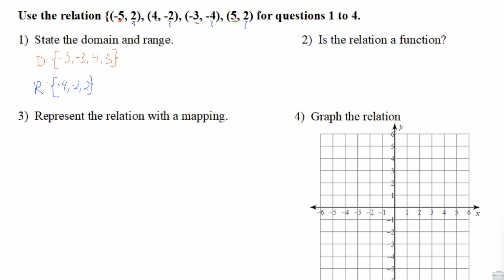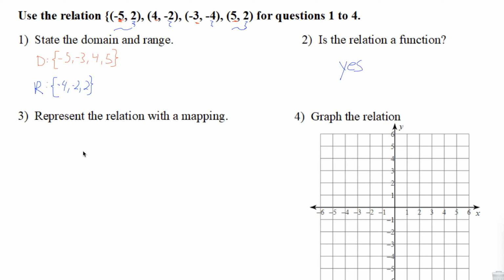Is the relation a function? Well, in order for it to be a function, each x value can be paired with only one y value. -5 only goes with 2, 4 only goes with -2, -3, the only thing it goes with is -4, and 5 only goes with 2. It's okay that they go to the same y value. You just can't have the same x value there. So this is yes. It is a function.